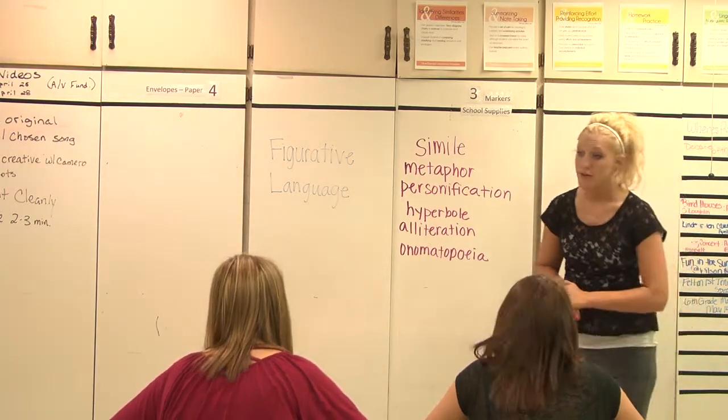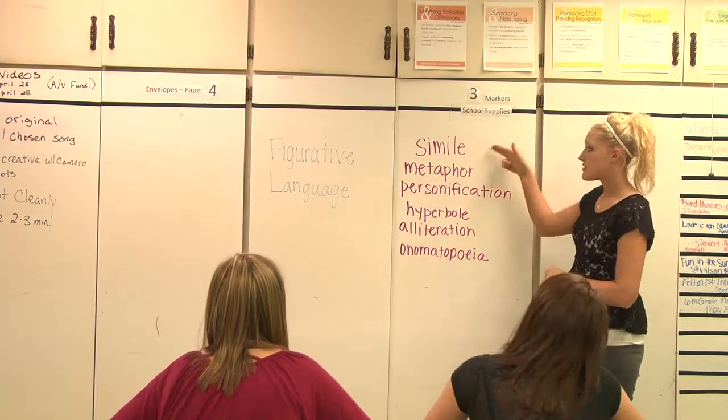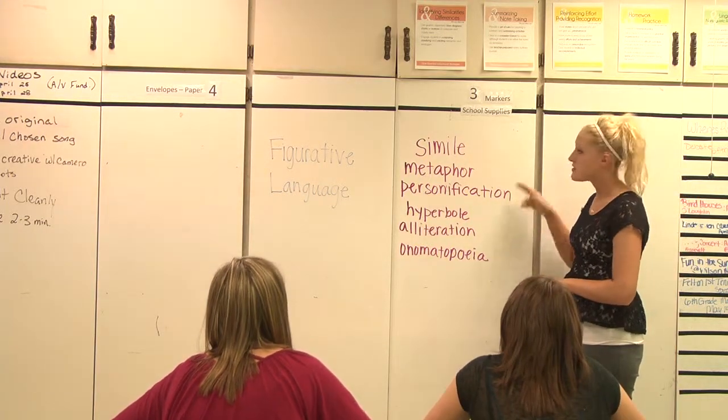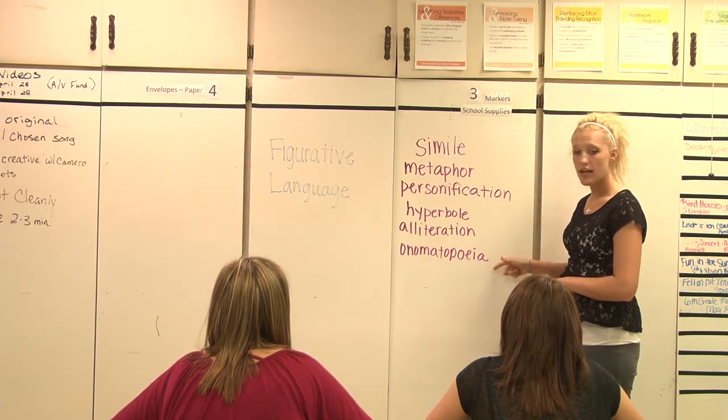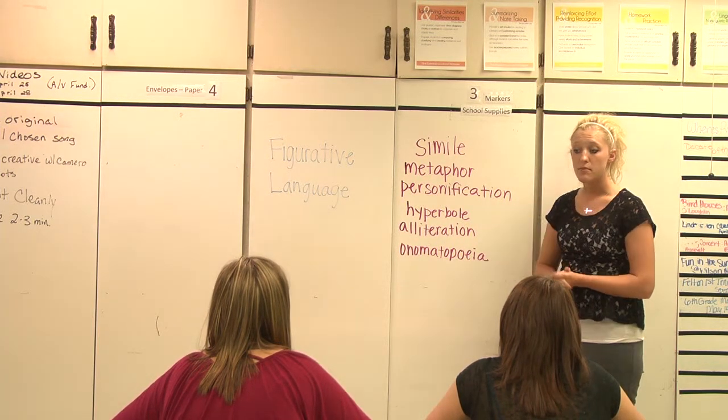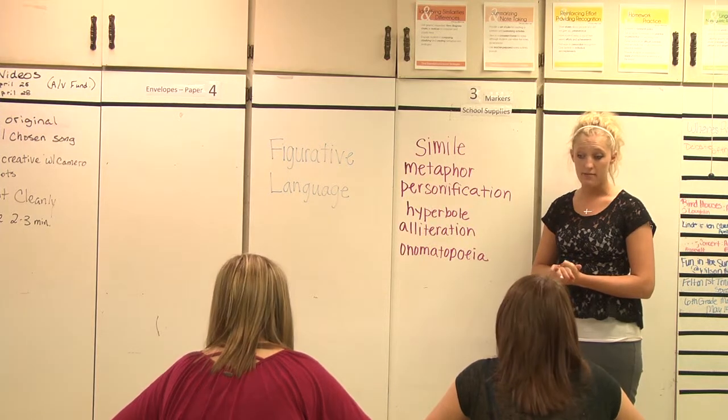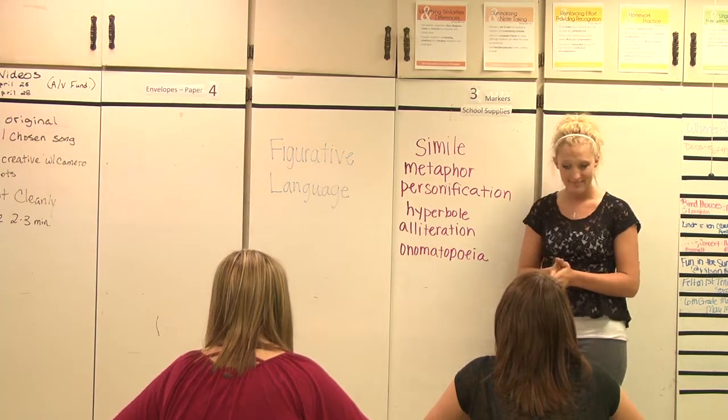Today we reviewed what figurative language was. We talked about the 6 types that we discussed last time, which is simile, metaphor, personification, hyperbole, alliteration, and onomatopoeia. And you guys came up with your own examples of each one. Fantastic job and job well done. Good job.